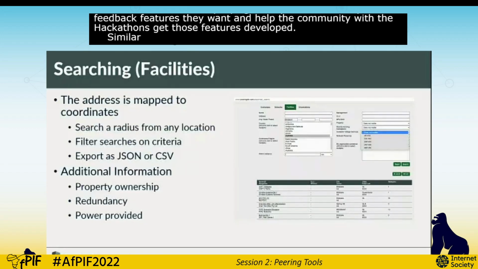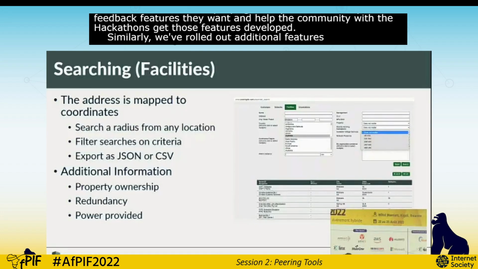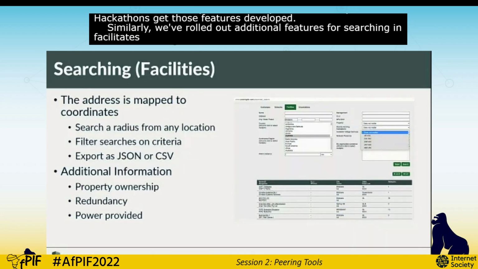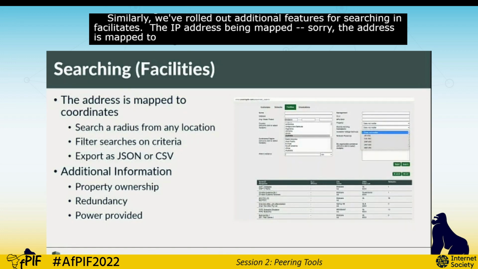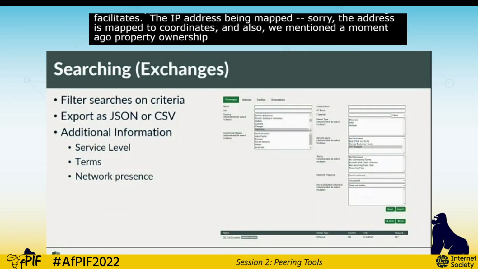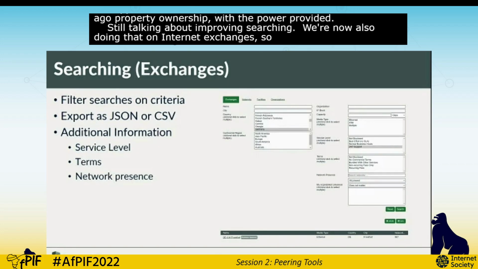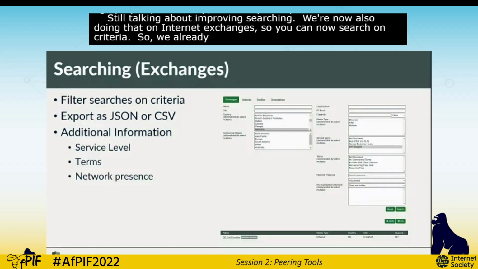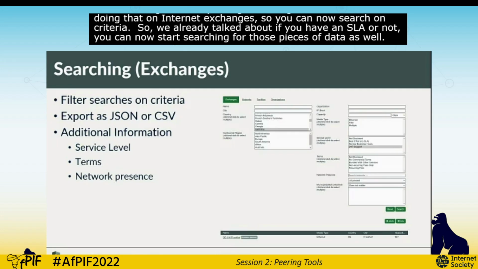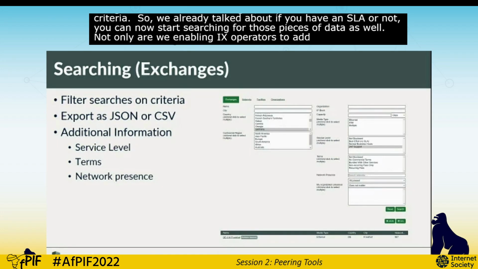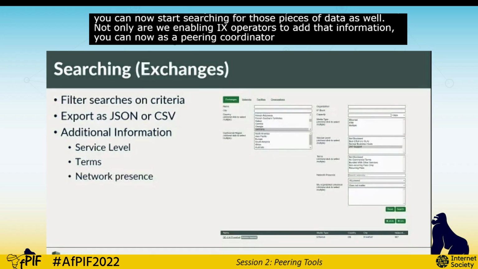Similarly, we've rolled out additional features for searching in facilities: the address is mapped to coordinates, and also, as mentioned a moment ago, property ownership, redundancy, and power provided. Still talking about improving searching, we're now also doing that on internet exchanges. You can now search on criteria. Where we talked about whether you have an SLA or not, you can now start searching for those pieces of data as well. So not only are we enabling IX operators to add that information, you can now, as a peering coordinator, search and filter IXs by that as well.